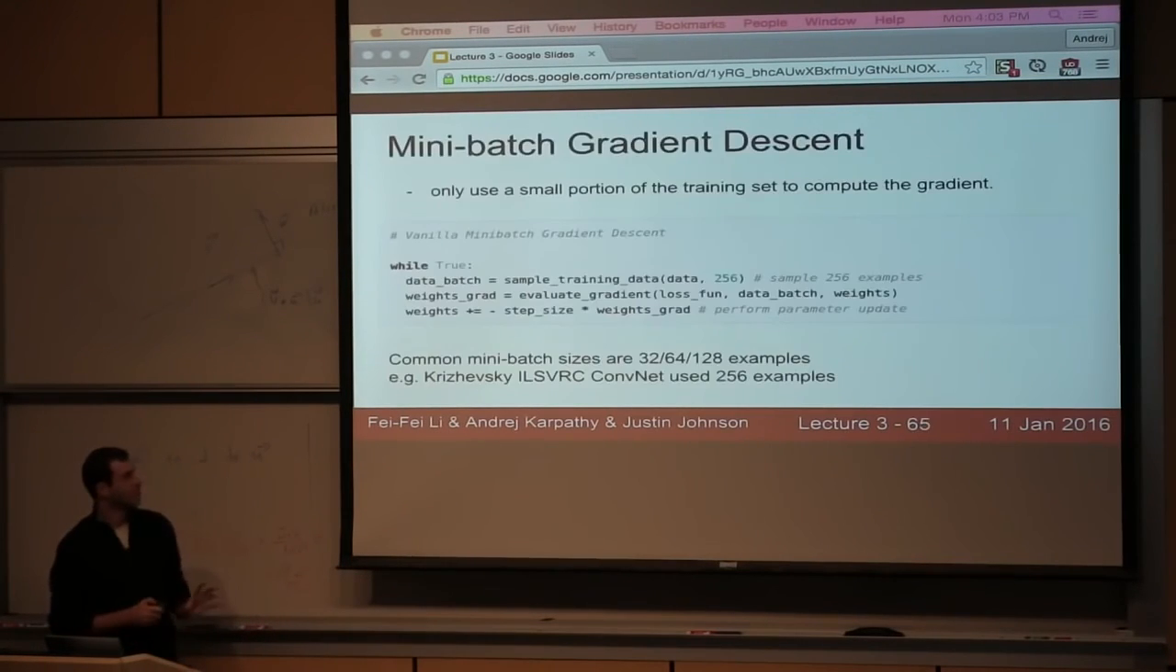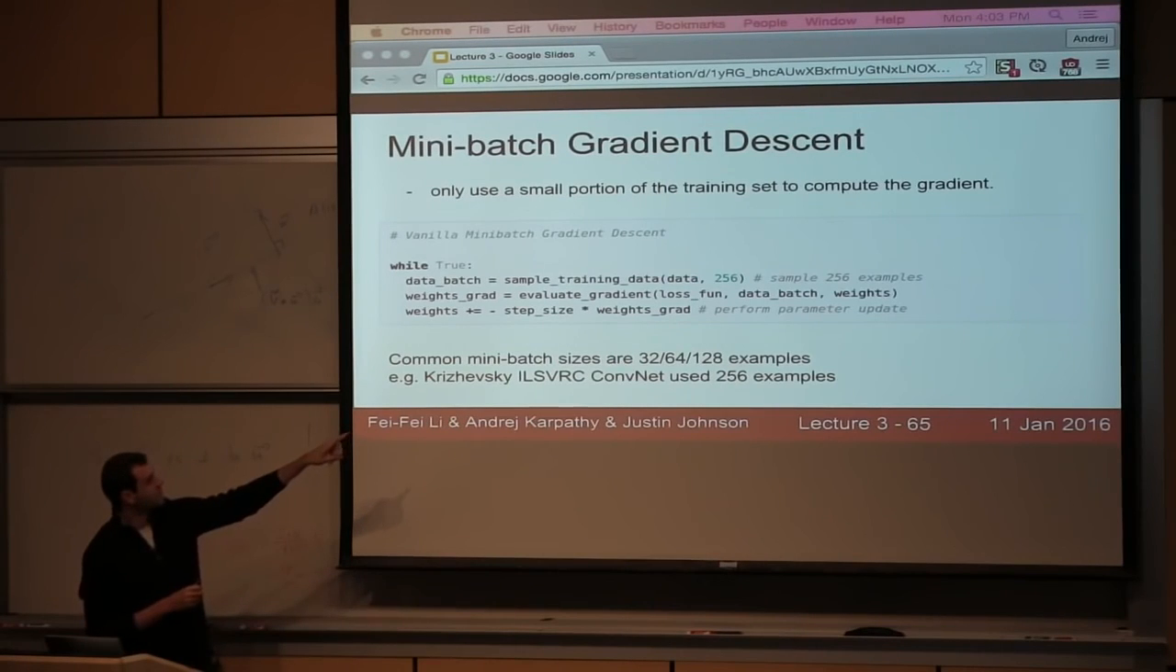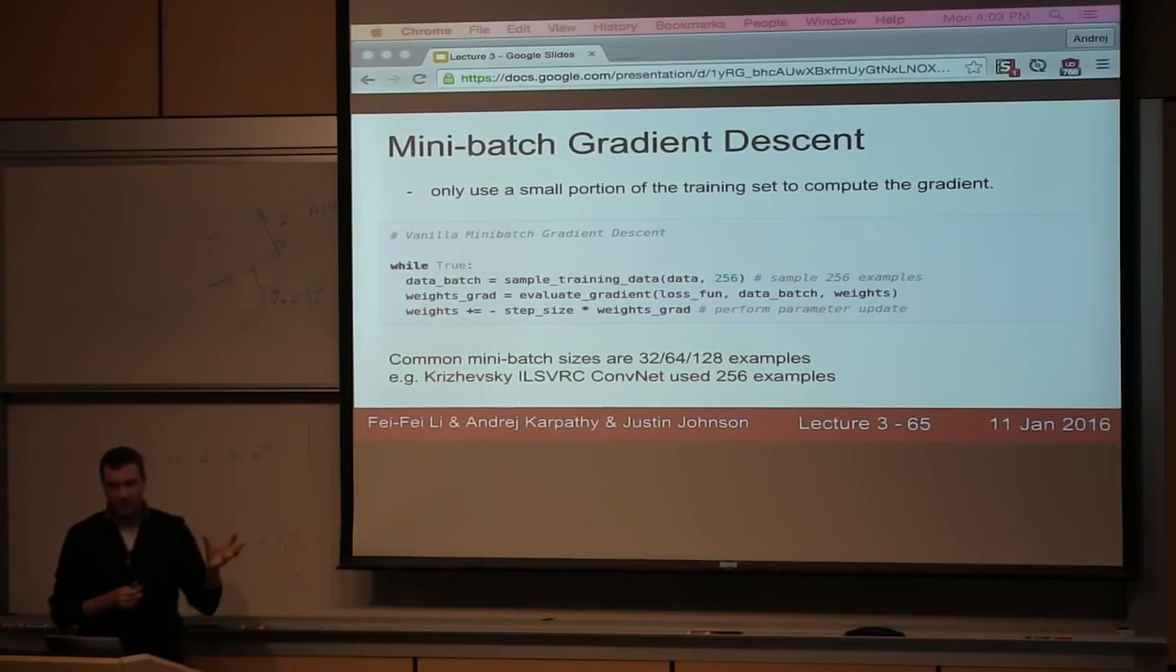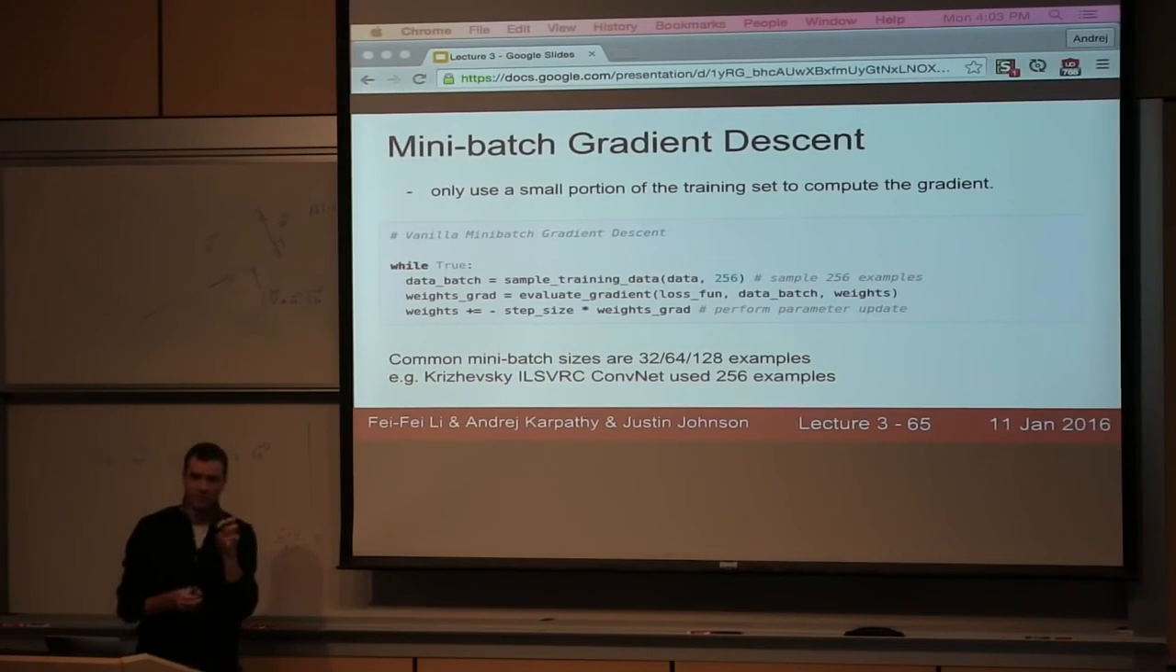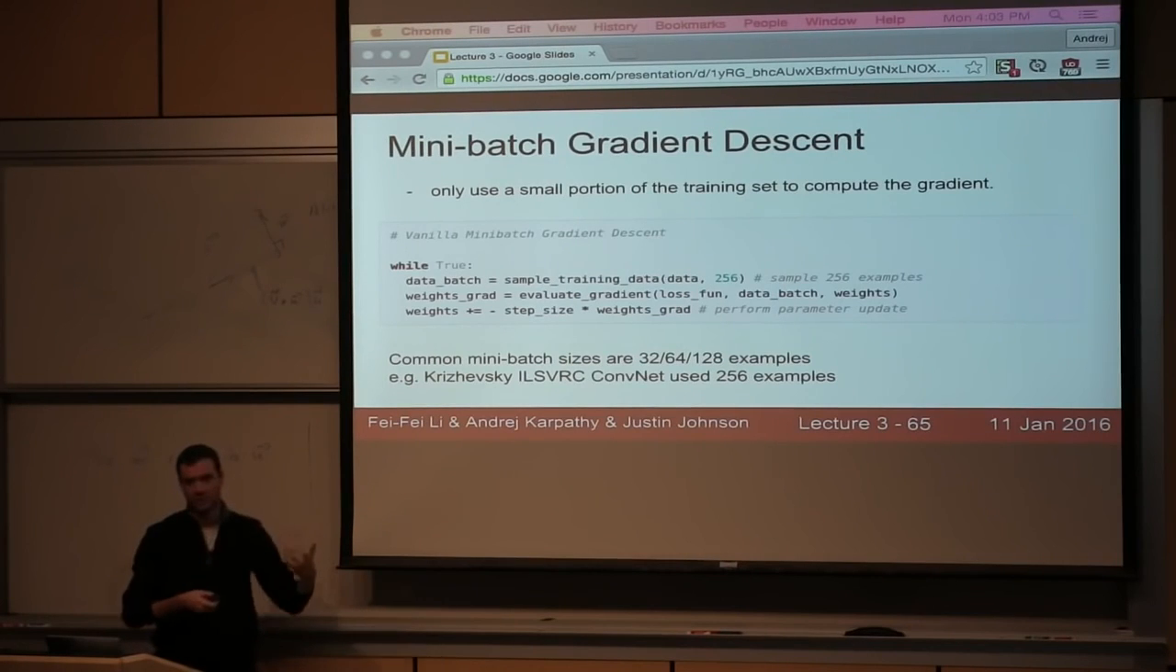In practice, there's this additional part I wanted to mention, where we don't actually evaluate the loss for the entire training data set. In fact, what we do is we only use what's called mini-batch gradient descent, where we have this entire data set, but we sample batches from it. So we sample, say 32 examples out of my training data. I evaluate the loss and the gradient on this batch of 32, and then I do my parameter update, and I keep doing this over and over again.